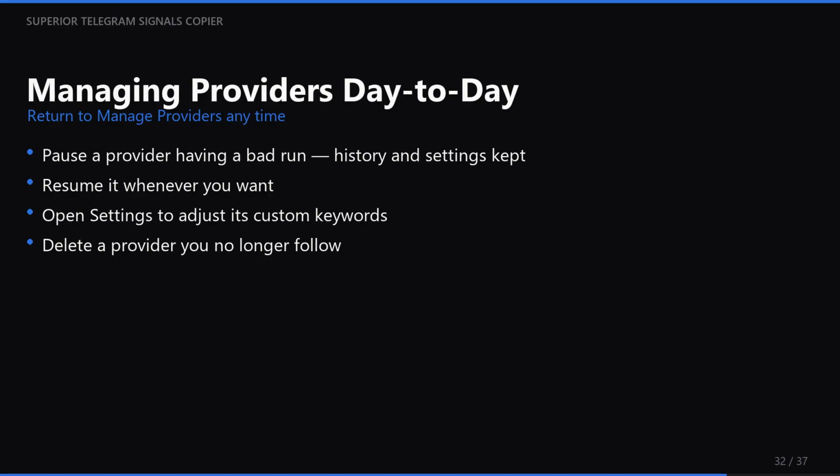You can pause a provider temporarily, for example if a channel is having a bad run and you want to stop new signals without losing its history or its settings. You can resume it later. You can open its settings to adjust the custom keywords. And you can delete a provider you no longer want to follow at all.